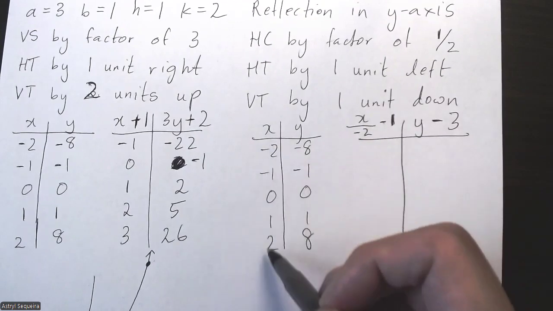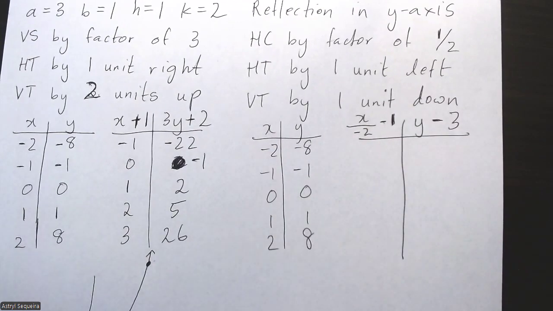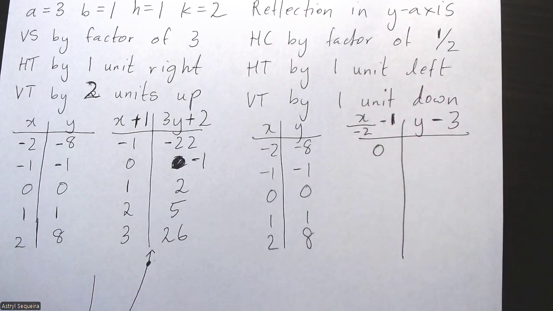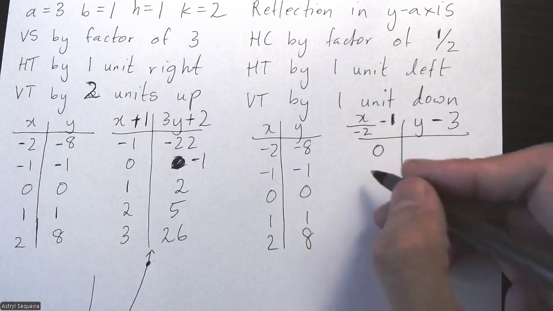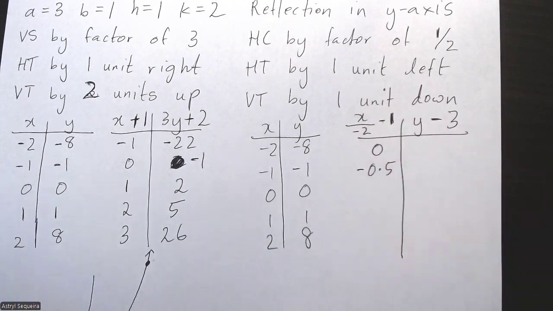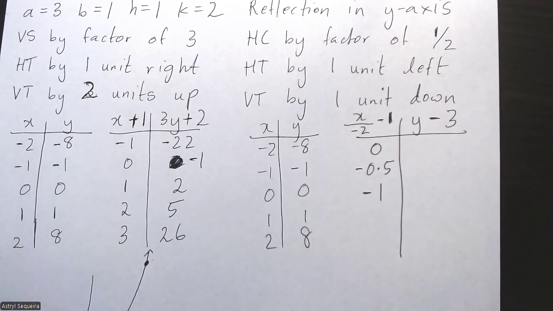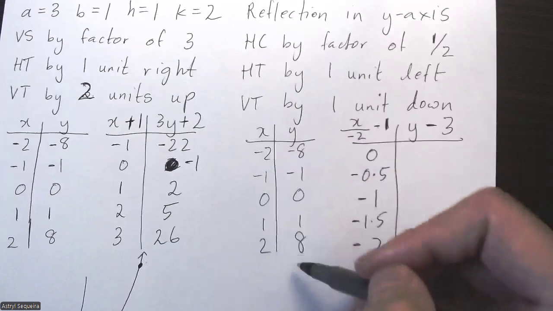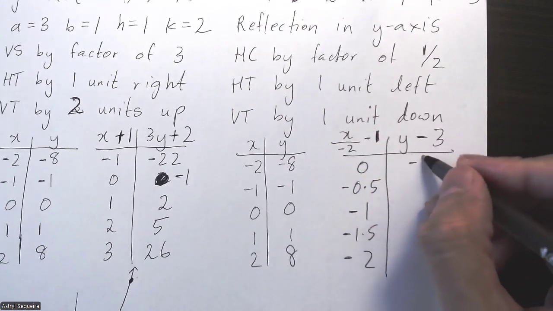So now let me translate all of these. We're going to get some decimals here, but I'll do it in my calculator. Always best to use decimal values for graphing because they're easier to plot. And then for the y values, I just have to subtract 3. That's pretty easy to do.